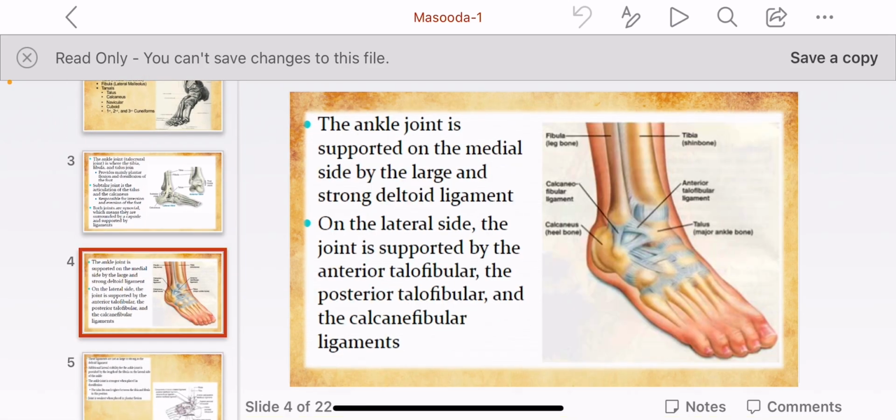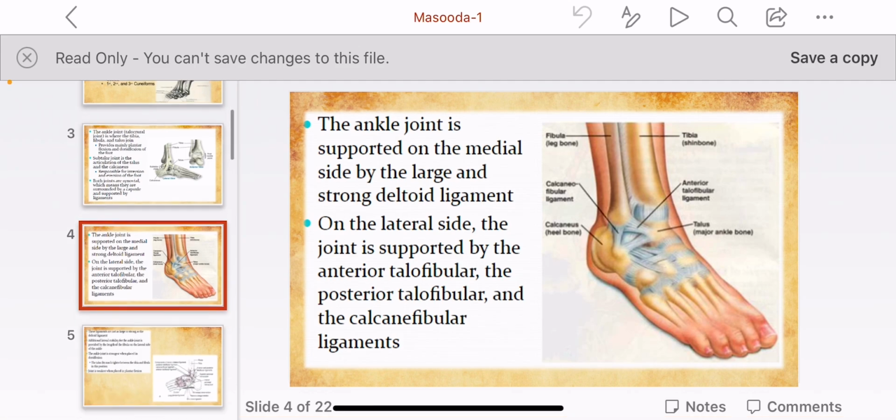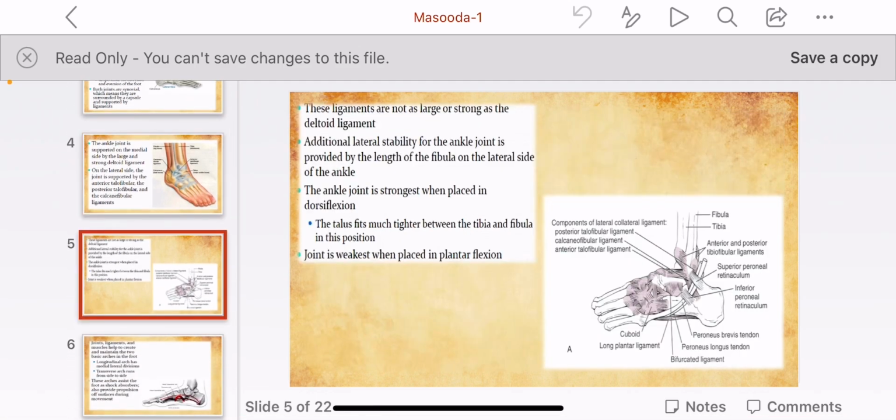The ankle joint is supported on the medial side by the large and strong deltoid ligament. On the lateral side, the joint is supported by the anterior talofibular, the posterior talofibular, and the calcaneofibular ligament. These ligaments are not as large or strong as the deltoid ligament.